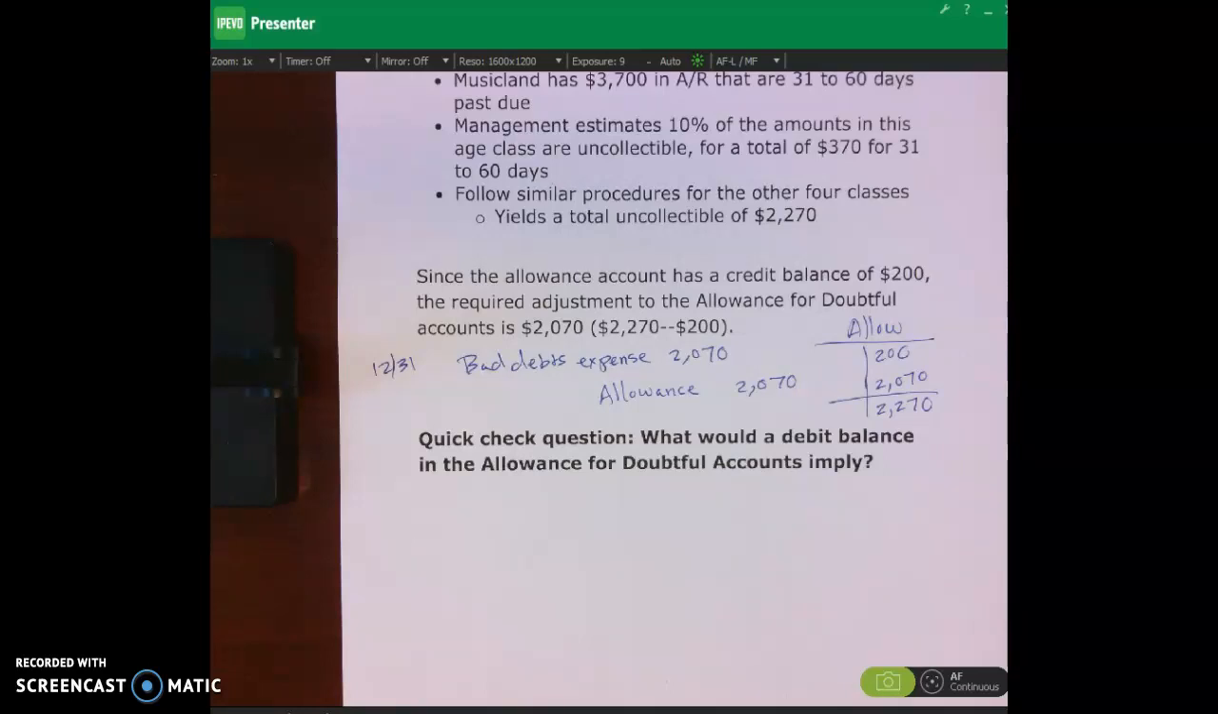Okay? So at the end of the previous year, we underestimated how much we thought we were going to write off. If you have this credit balance, right, you overestimated at the end of the previous year. Okay? That's what that means.